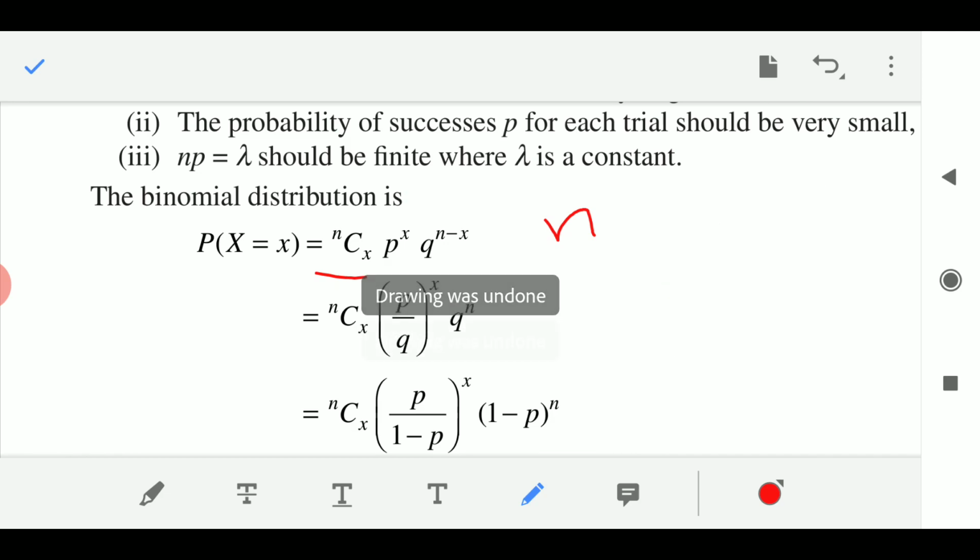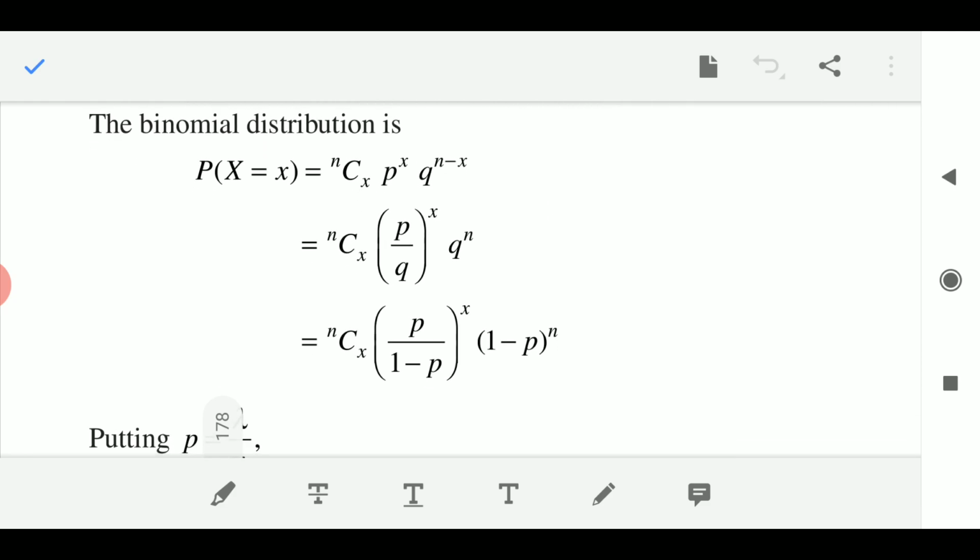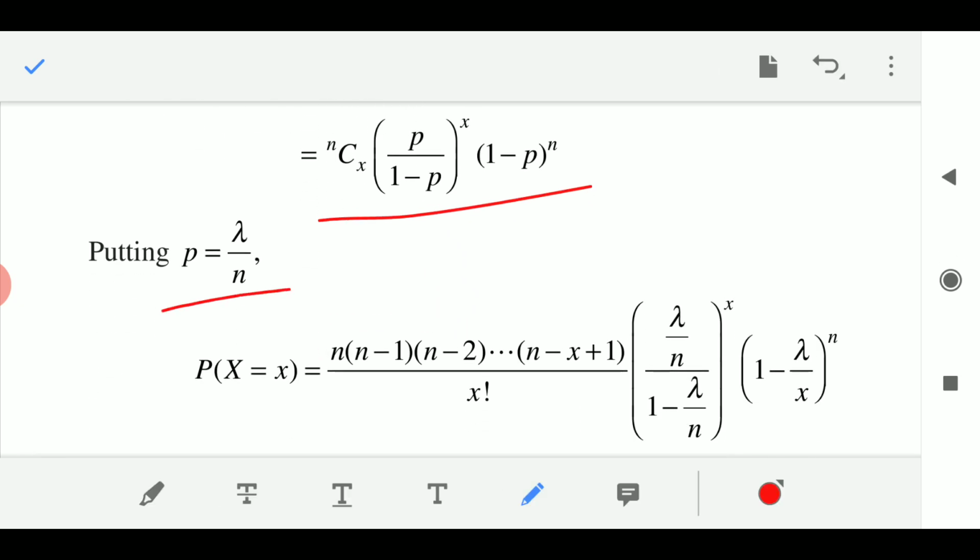So the binomial distribution is given by this formula, nCx p power x q to the power n minus x, which can be written as nCx (p by q) whole to the power x into q to the power n. Yes, I can always write this, because q to the power n minus x can be written as q to the power n upon q to the power x. And we know q equals 1 minus p, where q is the probability of failure. So writing everything in terms of p in this formula, and putting p equals lambda by n. Why?